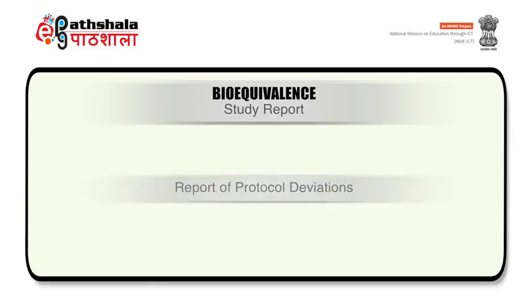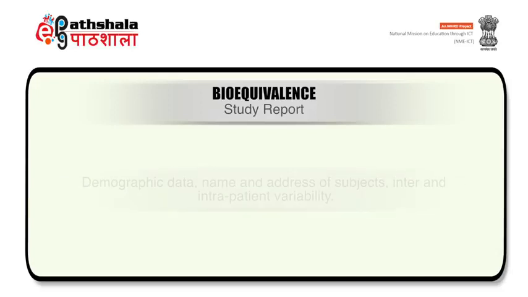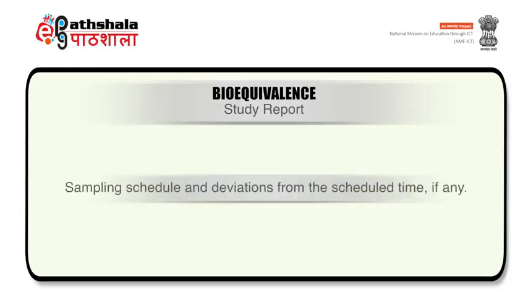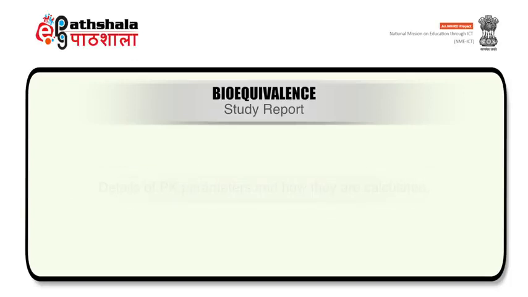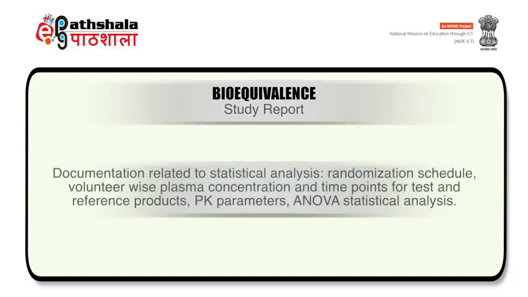of protocol deviations, documentary evidence that all the studies are GCP compliant, demographic data, name and address of the subjects, inter and intra-patient variability, sampling schedule and deviations from the scheduled time if any, details of the pharmacokinetic parameters and how they are calculated, documentation related to the statistical analysis, randomization schedule, volunteer-wise plasma concentration and the time point for the test and reference products, pharmacokinetic parameters, and ANOVA statistical analysis.